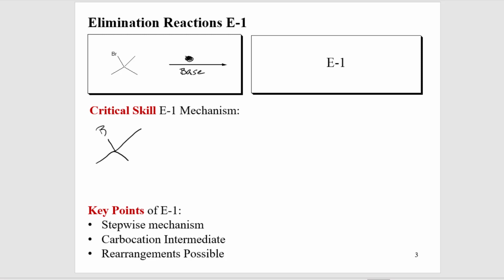Notice that I'm starting with an alkyl bromide, so the bromide is my leaving group. Notice that I also started with a tertiary alkyl bromide, and I did that because I know there's going to be a carbocation intermediate, so I'm going to put my best foot forward. If I'm going to form a carbocation, let's do it at a tertiary position because that's going to be the most stable. So the first step is solvolysis. In other words, the leaving group leaves. So far, this is looking just like an SN1.